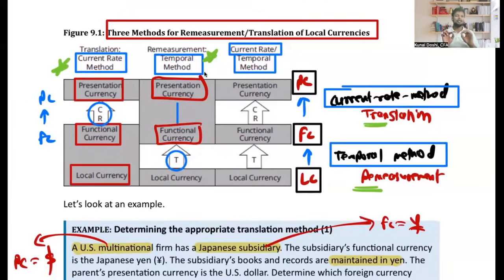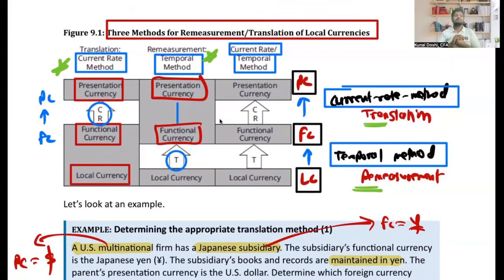So remember always, remeasurement is between LC and FC, and that is done at the temporal method. Translation is between FC and PC, and that is done at the current rate method. Is there any doubt in this first? And then we will proceed into what is temporal and current rate method. Anyone have any doubt? Everyone clear with which method is to be used?